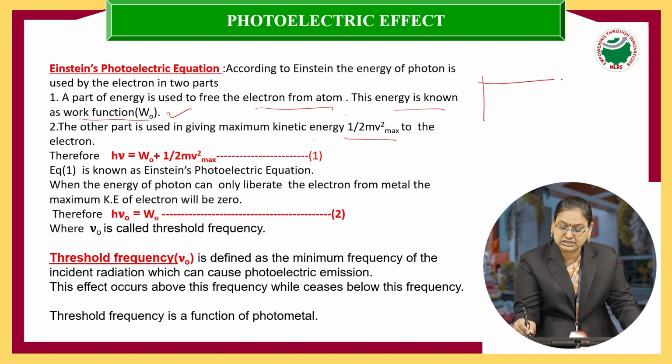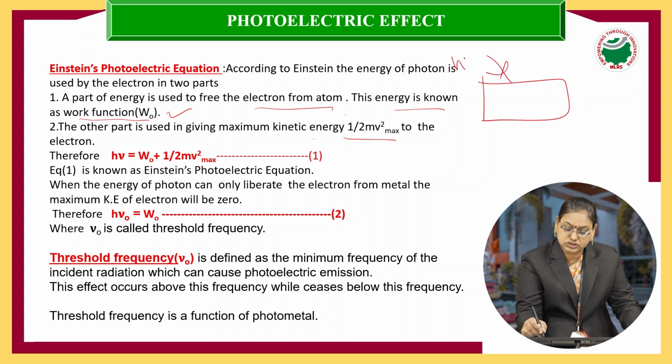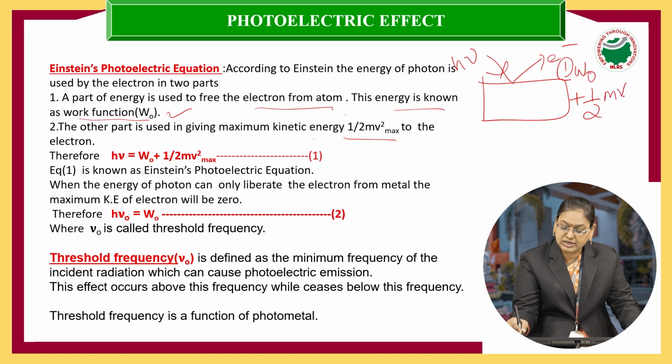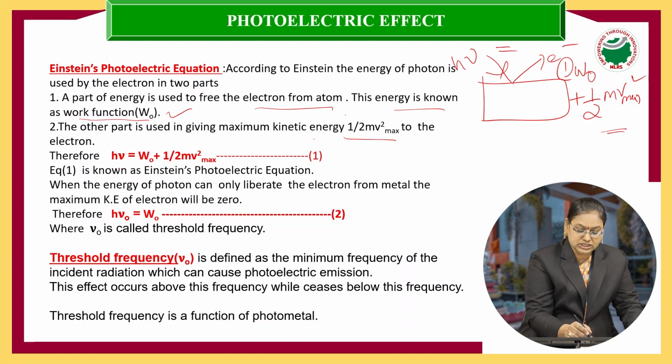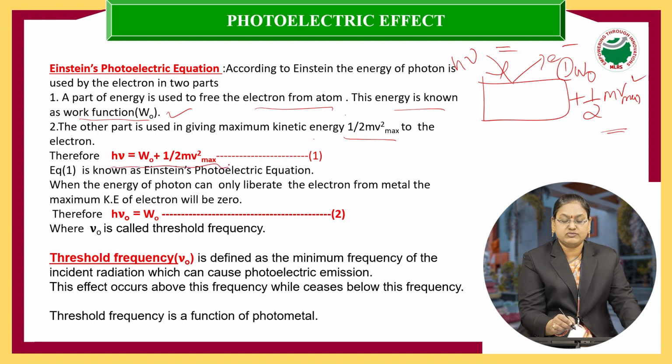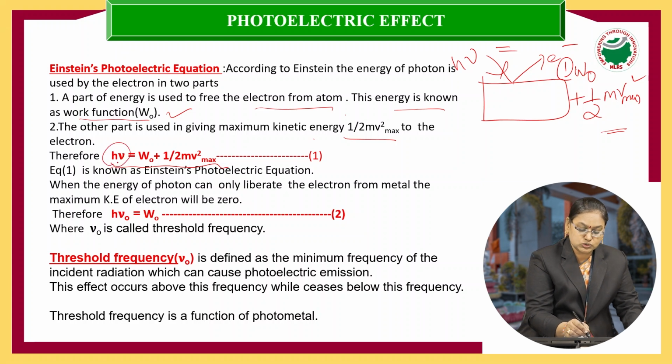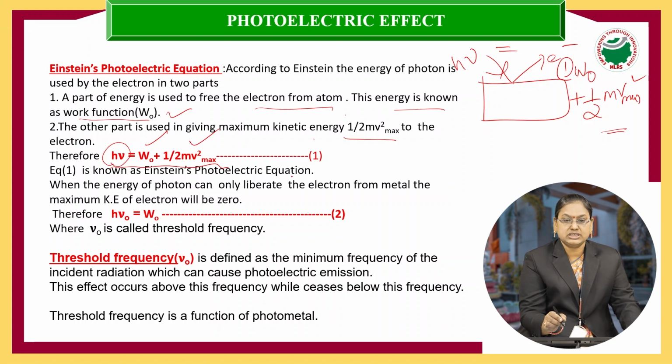So now the photon energy is h nu. This is used by the electron in two ways. First, a part is used in freeing the electron from the atom, that we call W naught, and the remaining energy is used as kinetic energy, that is half m v maximum square. So now we can write h nu is equal to W naught plus half m v maximum square. This is the photon's energy. It is used by the electron in two parts: one is work function, the other is kinetic energy. This is known as Einstein's photoelectric equation.